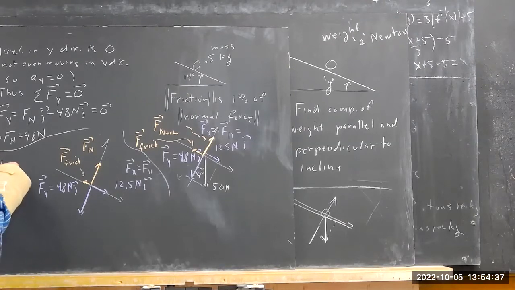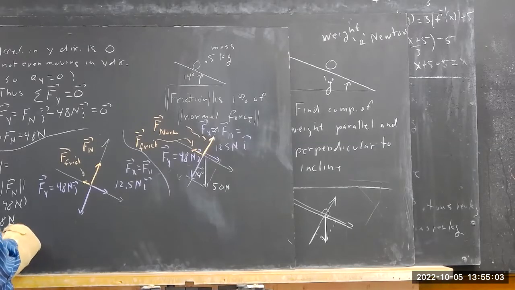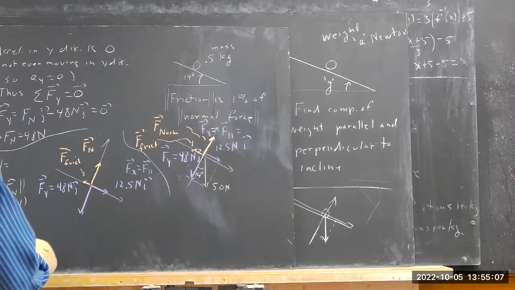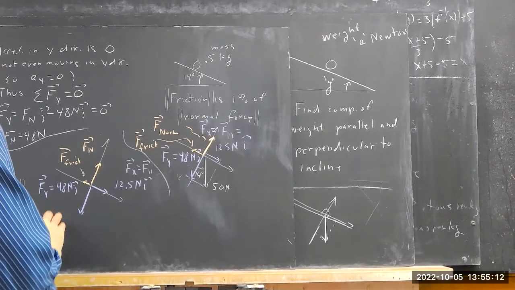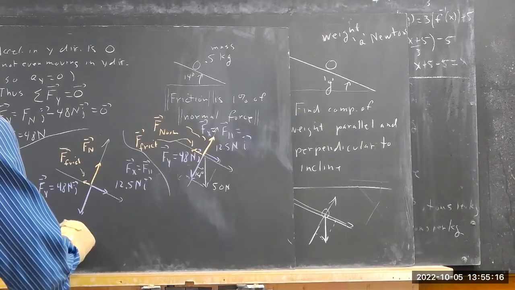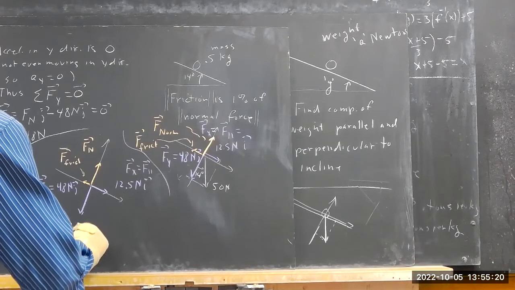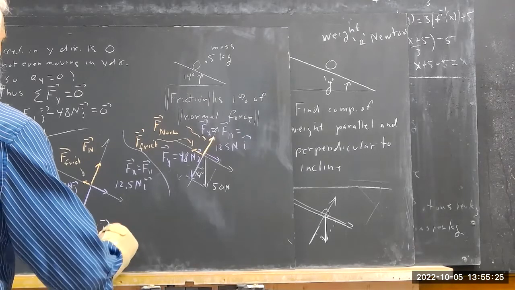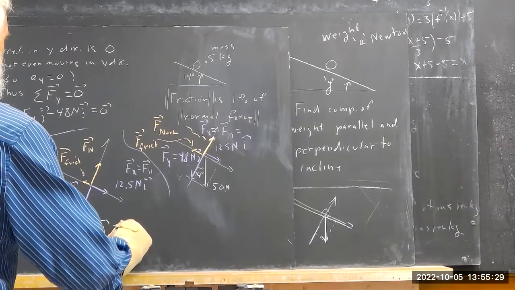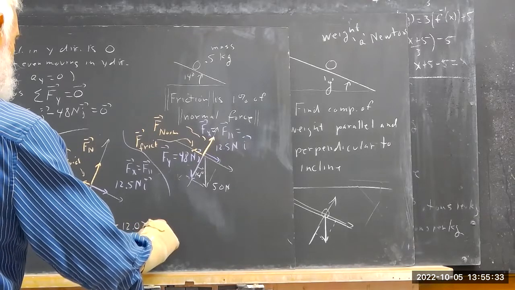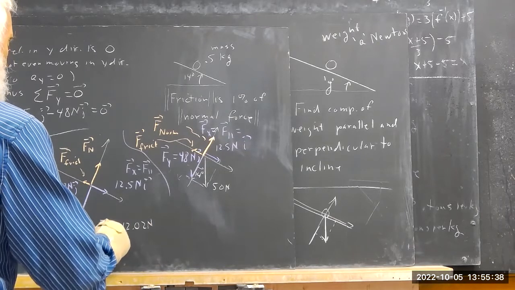The magnitude of your frictional force is 0.01 times the magnitude of your normal force, which is 0.01 times 48 newtons, which is 0.48 newtons. And now we can say the sum of the x forces is what? First of all, your 12.5 newtons times I, and then minus 0.48 newtons times J equals 12.02 newtons times, it's not times J, times I.